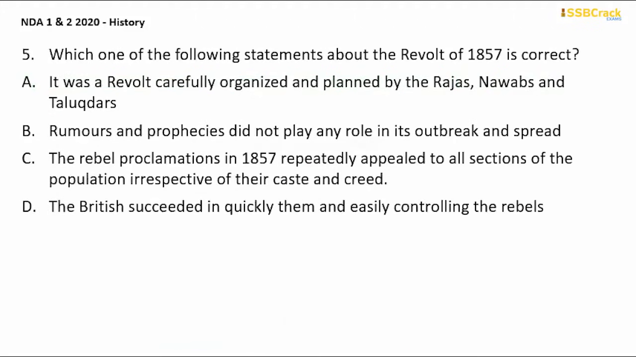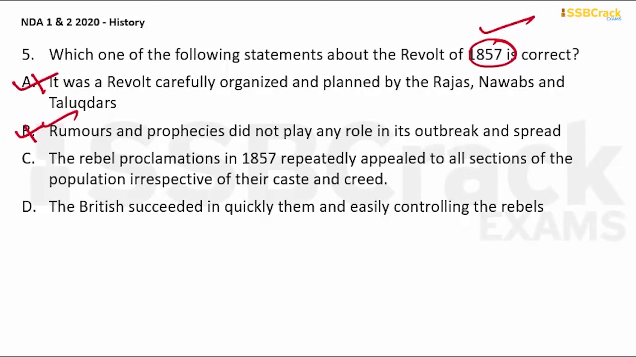Okay. Now the next question is, which one of the following statements about the revolt of 1857 is correct? This question is about the Sepoy Mutiny. A. It was a revolt carefully organized and planned by Rajas, Nawabs and Taluqdars. Very easy question it is, so you can easily eliminate the option. This is obviously incorrect. Option B, rumors and prophecies did not play any role in its outbreak and spread. So this is also incorrect, because rumors were there. Option C, the rebel proclamations in 1857 repeatedly appealed to all sections of the population irrespective of their caste and creed. Here it is written all sections of the population.